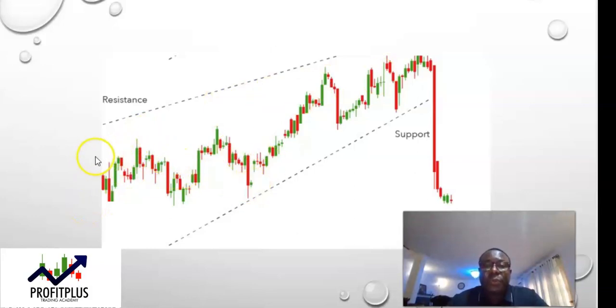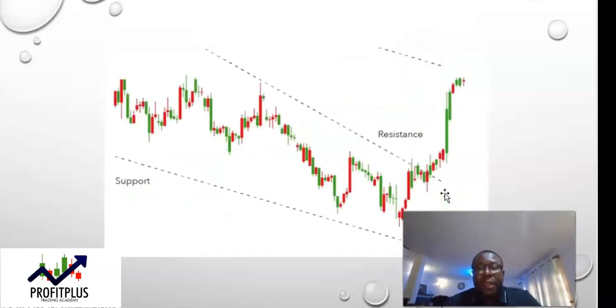You draw your resistance line and then the support line. A breakthrough of this support line, you can see it. You see this powerful candle here is an opportunity for you to sell the market. And here is the bullish wedge. The bullish wedge is here. At this point, see it, the market is moving up, then starts correcting.